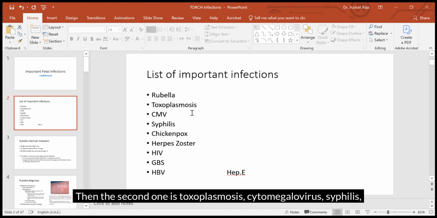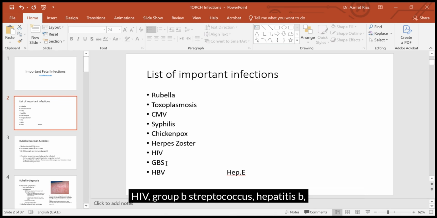Then the second one is toxoplasmosis, cytomegalovirus, syphilis, chickenpox, herpes zoster, genital herpes in pregnancy, HIV, group B streptococcus, hepatitis B, and hepatitis C as well. And there is one more infection, hepatitis E.